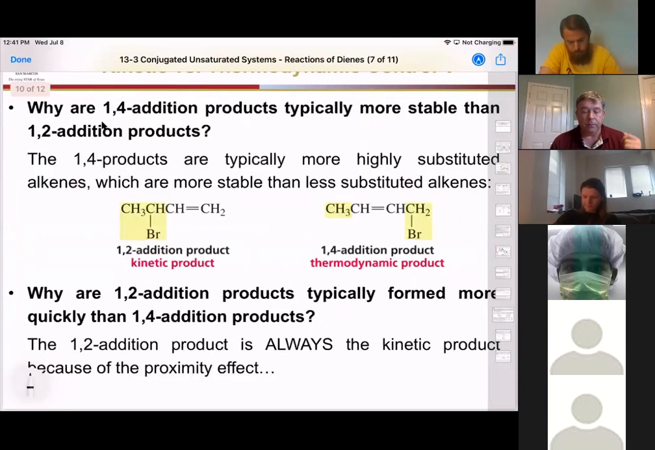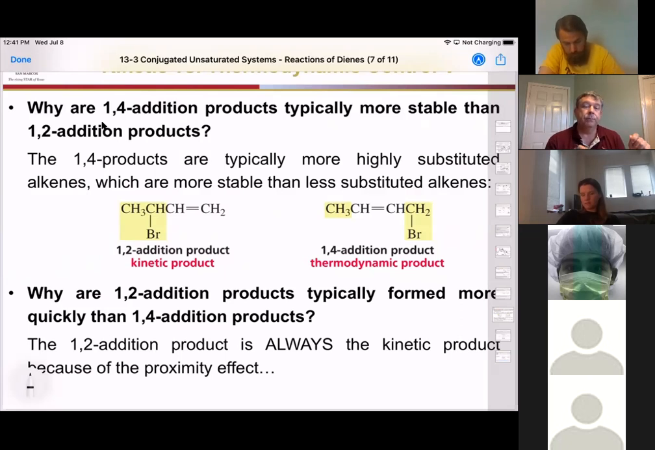So let's look at that one more way. Why are 1,4 addition products typically more stable than 1,2 addition products? And I gave you a hint because I told you the more substituted alkene is the more stable alkene. So in this case, the kinetic product is the 1,2 because it happens faster, but the 1,4 is more stable because it's more substituted.